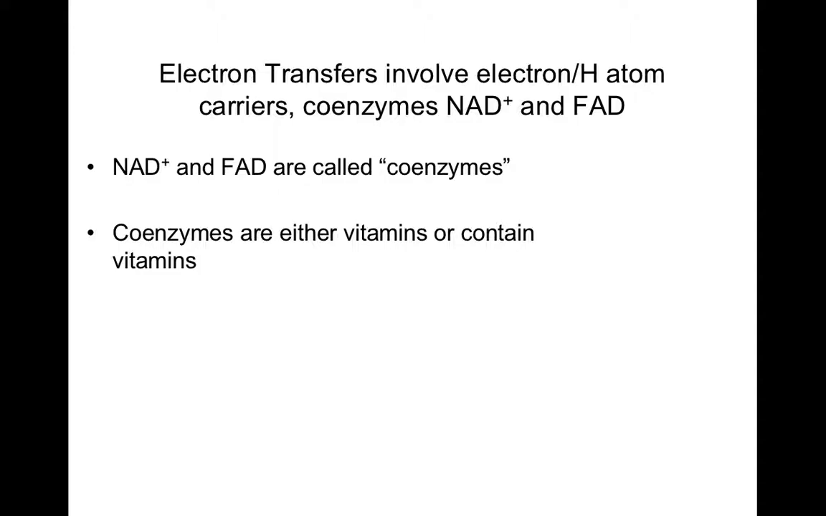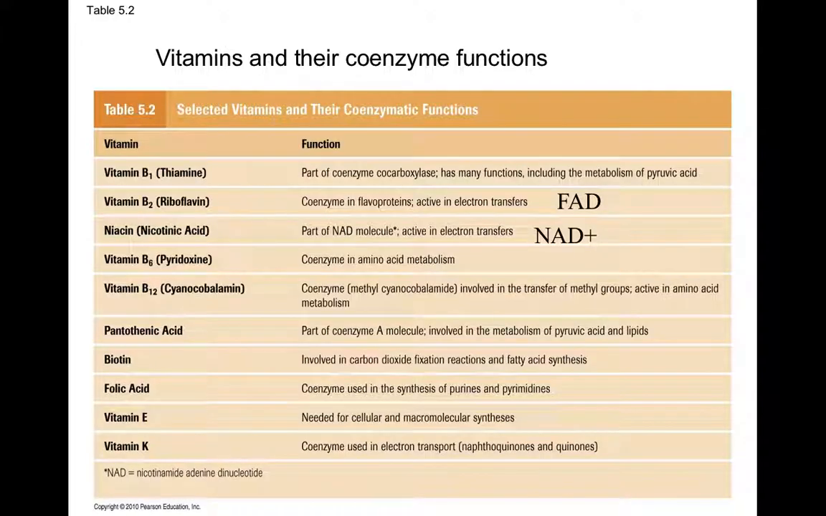So having a well-balanced diet with a proper balance of vitamins is going to be really important for our cells for ATP synthesis. And you don't have to memorize this table, folks, but just showing you that for FAD we need the vitamin B2 riboflavin, and for NAD we need niacin, nicotinic acid.